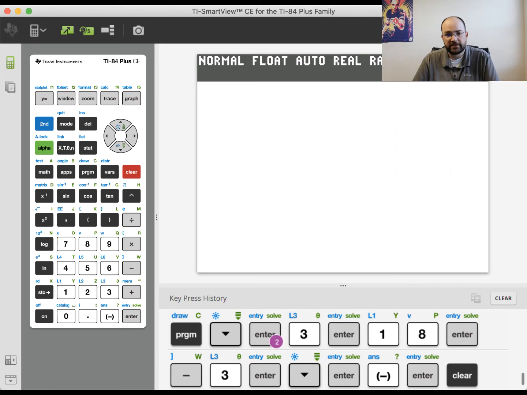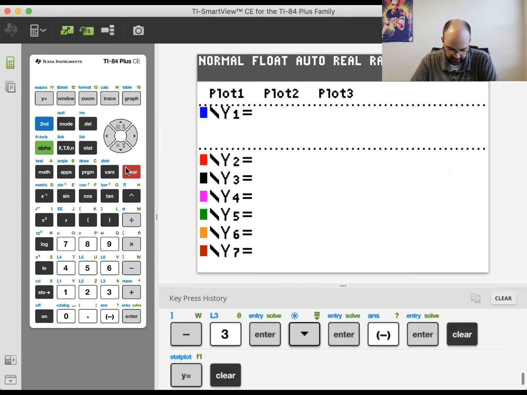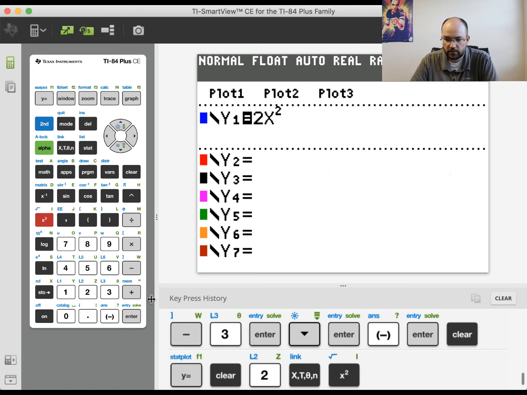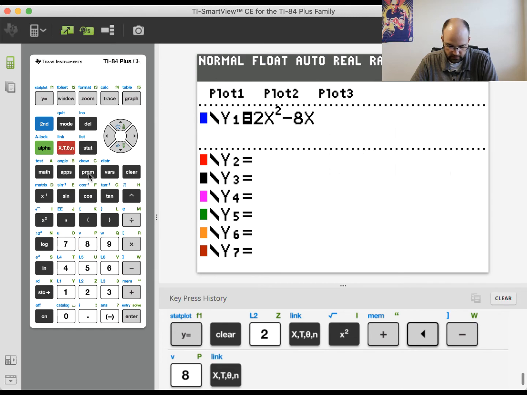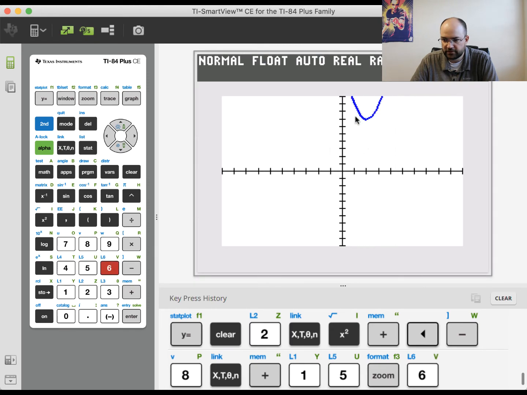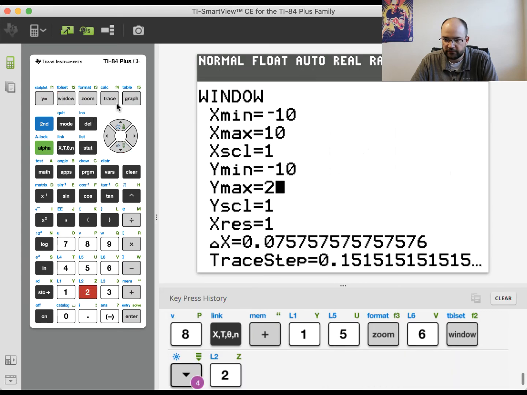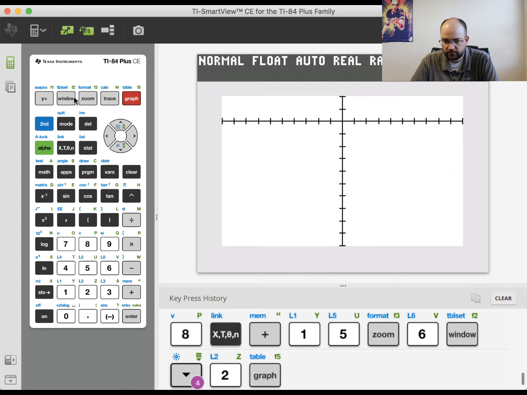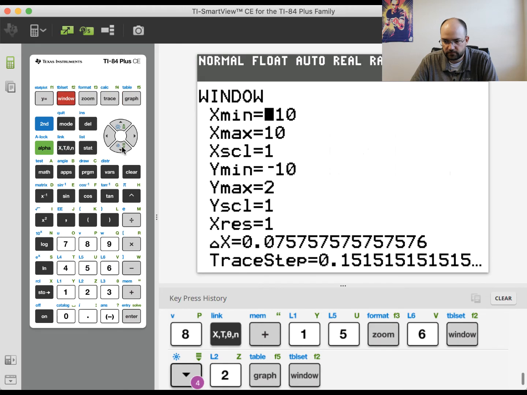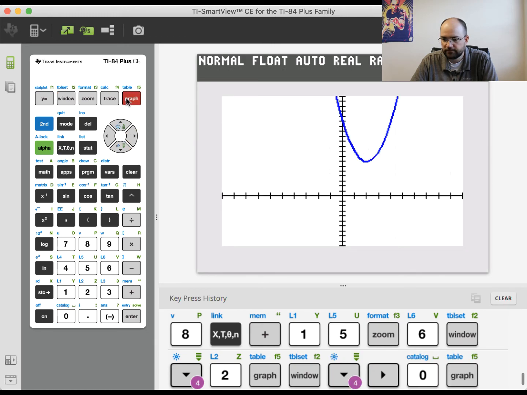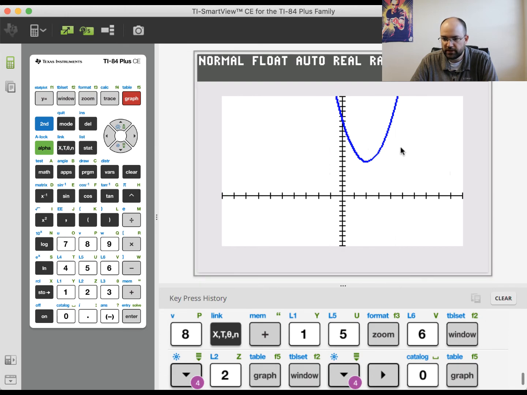Okay, welcome to the calculator. And let's go ahead and graph this. If I go to y equals, clear it out, we get 2x squared minus 8x plus 15. Go ahead and do zoom 6 here. And there you go. You can kind of see the parabola right there. It's a little bit easier if I change the maximum window for the y to 20. There we go. Awesome. And there's the parabola.